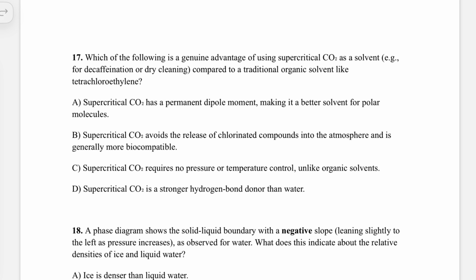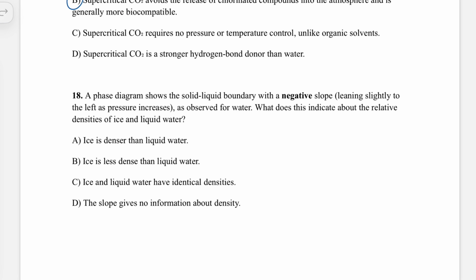17. Which of the following is a genuine advantage of using supercritical CO2 as a solvent compared to a traditional organic solvent like tetrachloroethylene? This one is just going to be B. This was in the slideshow. Supercritical fluids will avoid the release of chlorinated compounds and is more biocompatible. So basically just more eco-friendly.